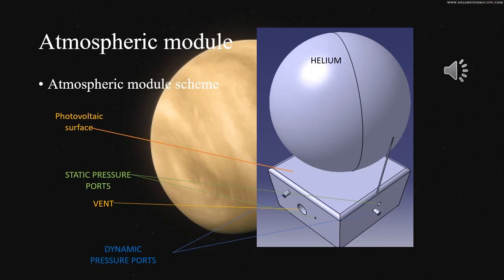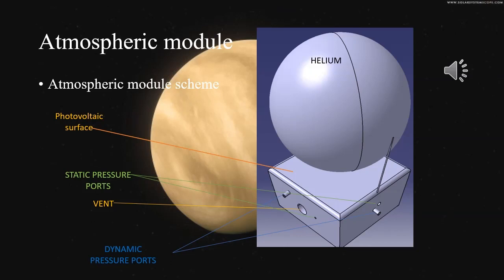A bit more about the atmospheric module and its schematic. As you can see, it is a balloon with a canopy attached. On the canopy, we are going to have a photovoltaic surface on the top. We actually wish to be able to mount electronic actuators which can elevate this surface and orient it after the sun, but this is mainly a project.